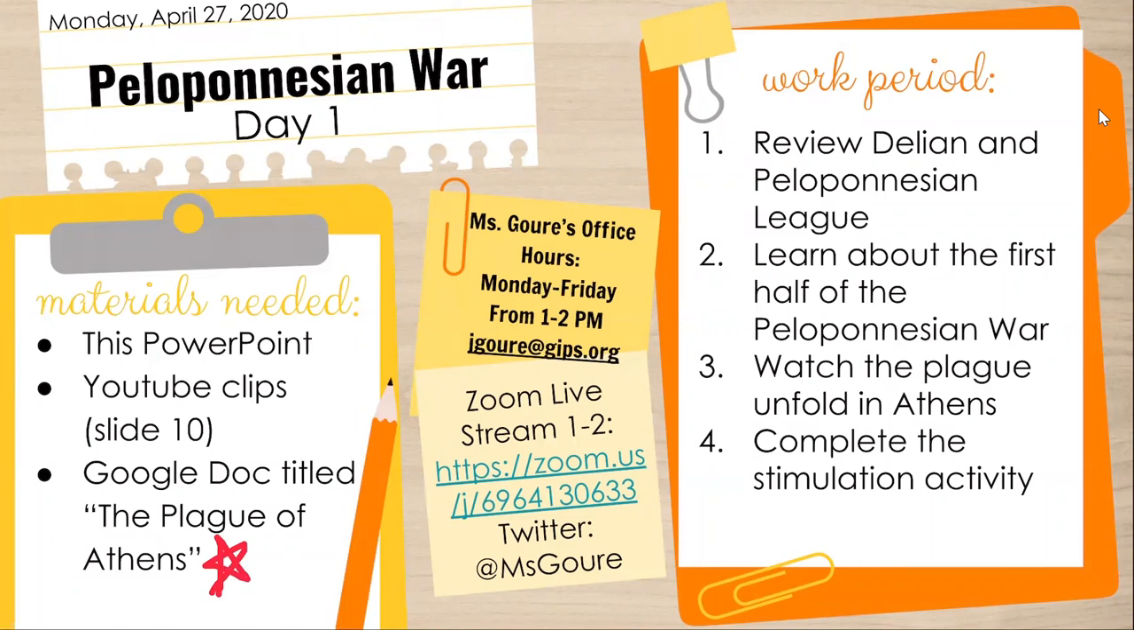Today's big goals is review the Delian and Peloponnesian League. We're going to learn about the first half of the Peloponnesian War. We're going to watch the plague unfold in Athens. And then we're going to complete the simulation activity.